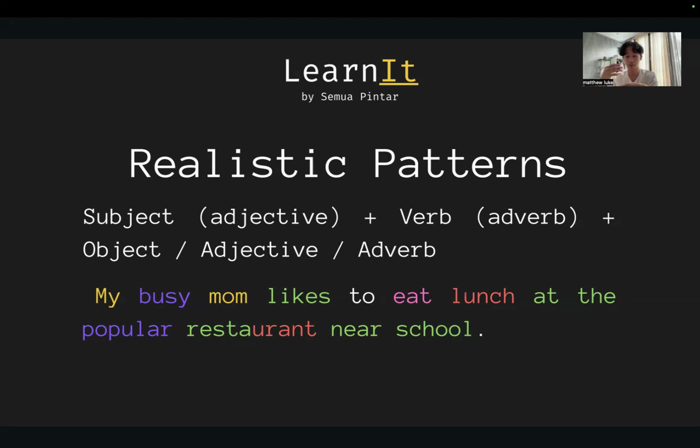So usually people like to describe the subject first, right? So my mom isn't just my mom anymore. My busy mom is what likes to be added, right? Then it describes the verb again, because it's trying to say, oh yeah, she likes to do this often. She likes to be doing it almost always, right? So that's why the verb is being described. Then lunch is, well, the object. I like to eat lunch, right?